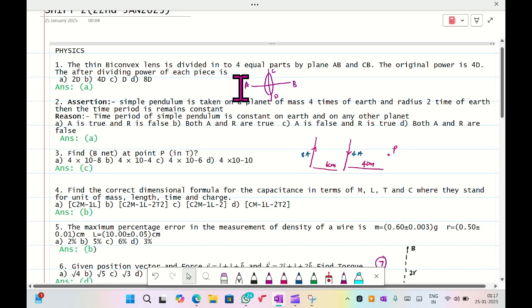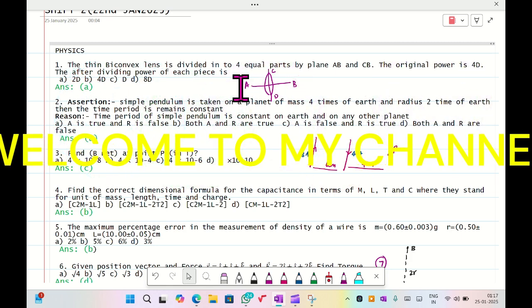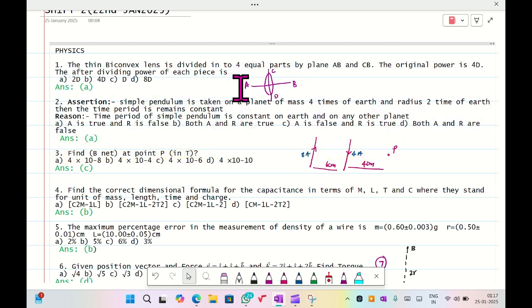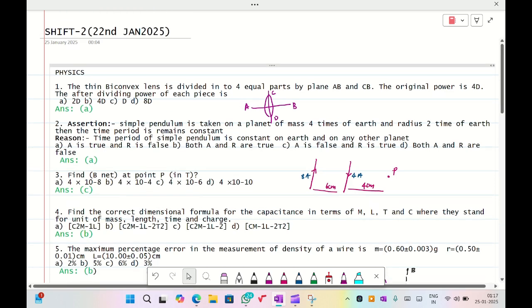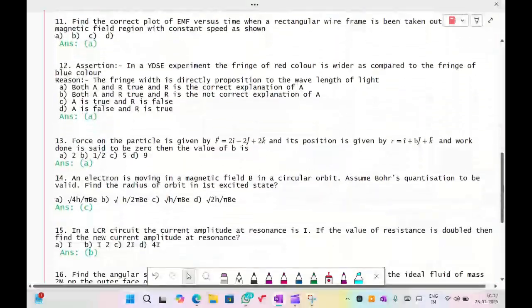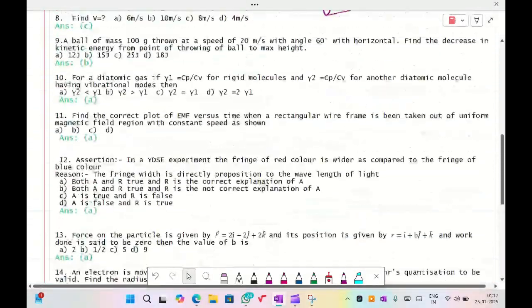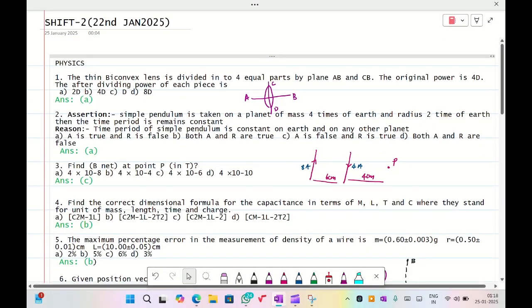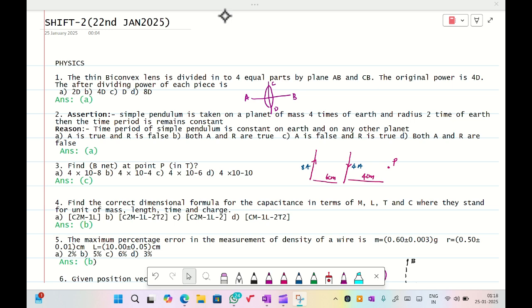This is another easy questions, easy model questions all are. So you can see these are very easy. This is the second shift on 22nd January. Collected 16 questions. So the 16 questions are very easy questions. I'll try to explain them.